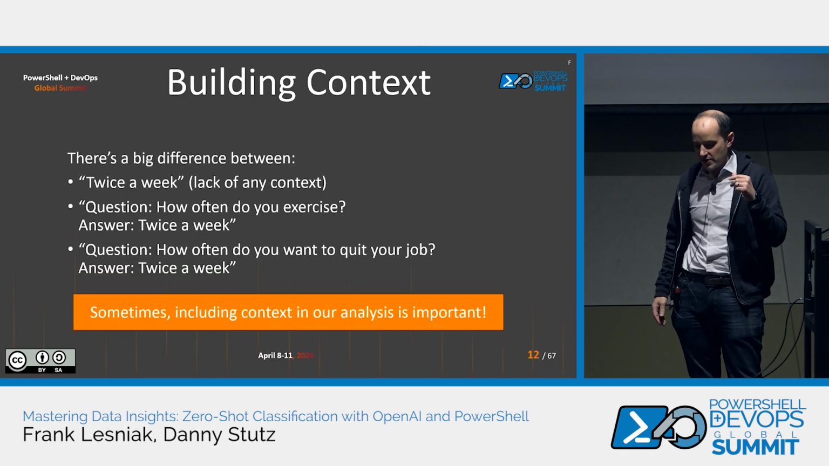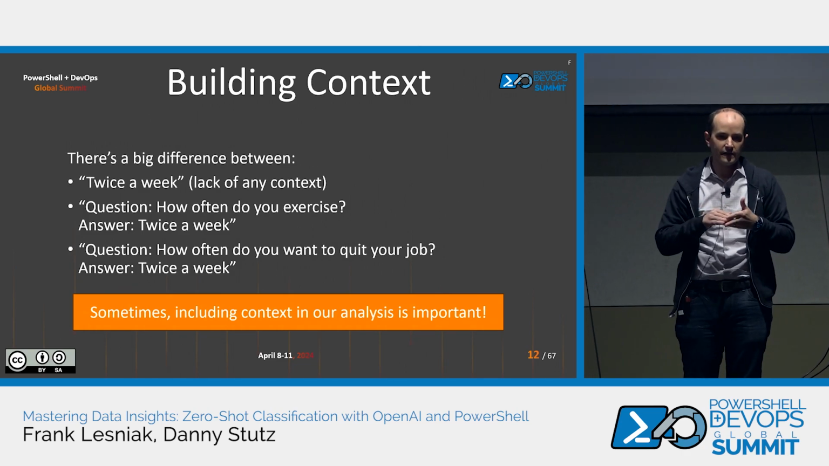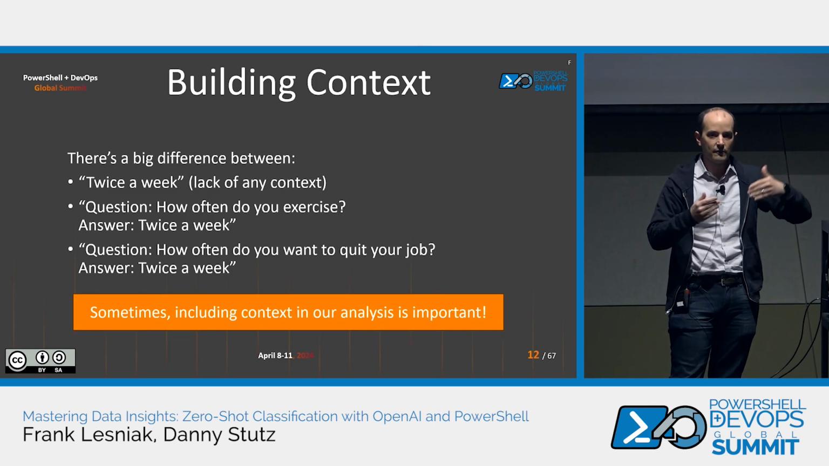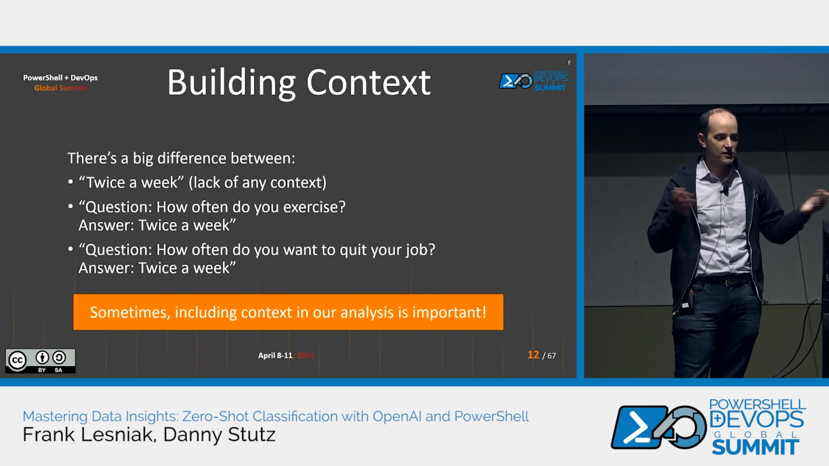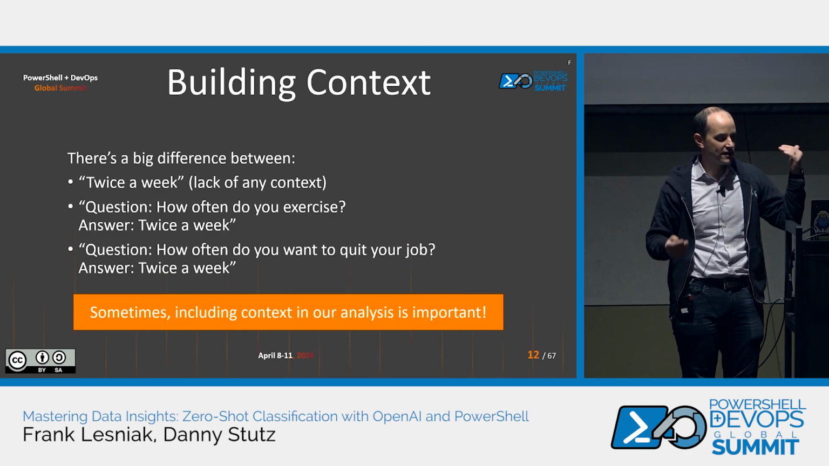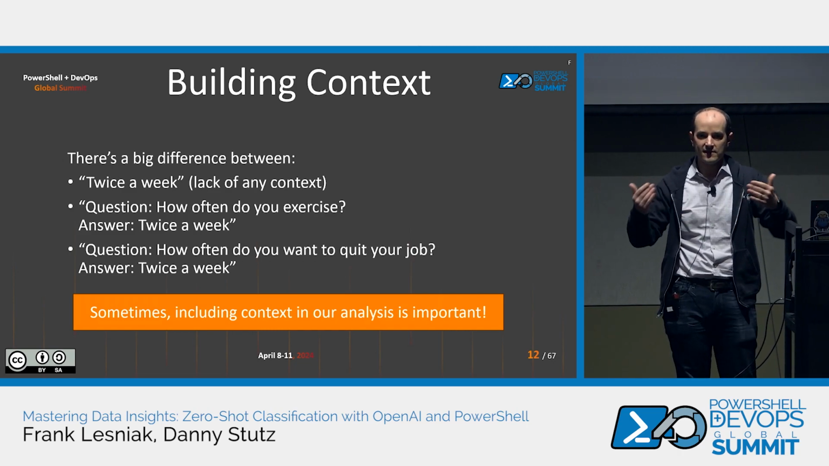Going back to context for a second, this is really important. We've got examples on the slide that show this, but there's a pretty big difference between the same response without any context and then with some different context added. So just saying "twice a week" without any context, who knows what that means, right? Versus "how often do you exercise?" Twice a week. That's sort of a middling, that's not a bad response.